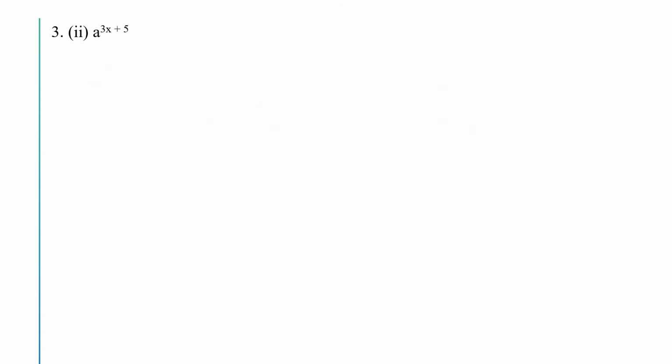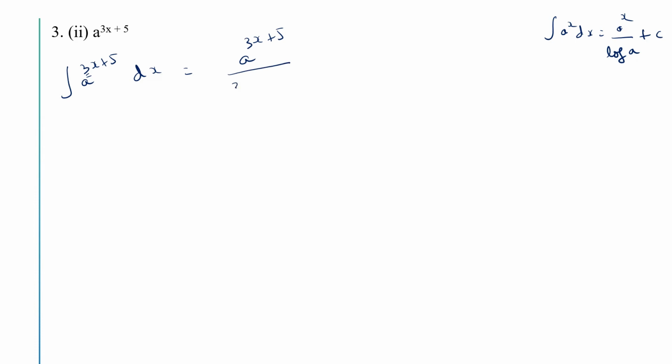The next question, a raised to 3x plus 5. Now we know that integral a raised to x is a raised to x divided by log a plus c. So integral a raised to 3x plus 5 dx. We have the coefficient of x as 3, so we have to divide by 3. It is a raised to 3x plus 5 divided by 3 log a plus c.